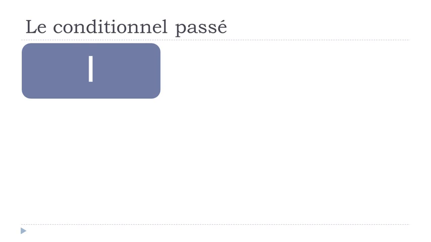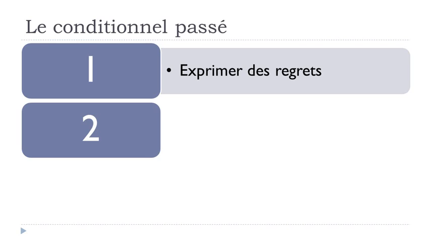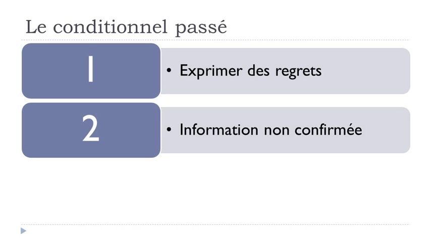The first use that we will have for this conditionnel passé is to express regrets, exprimer des regrets. That's one of the first uses, let's say. The second one would be une information non confirmée. If you're looking at the news, for instance, and they want to talk about something that happened, but they don't have all the elements to confirm this information, then normally they just use this conditionnel passé form.